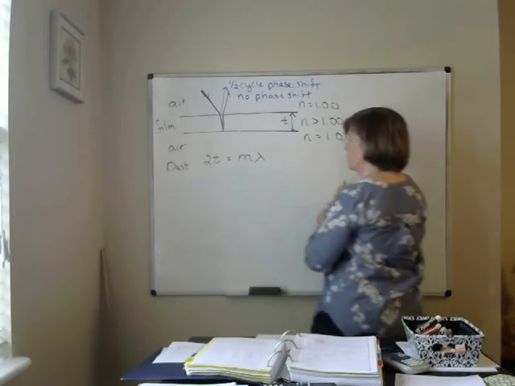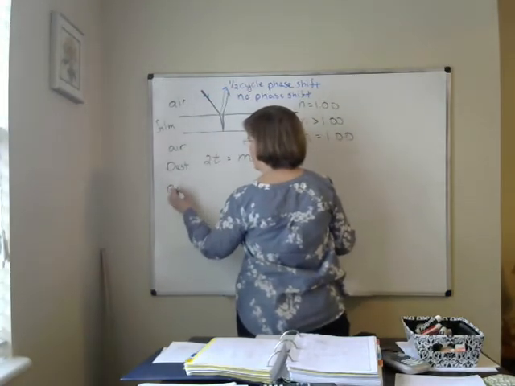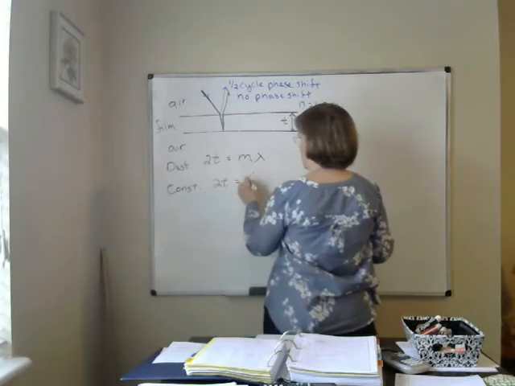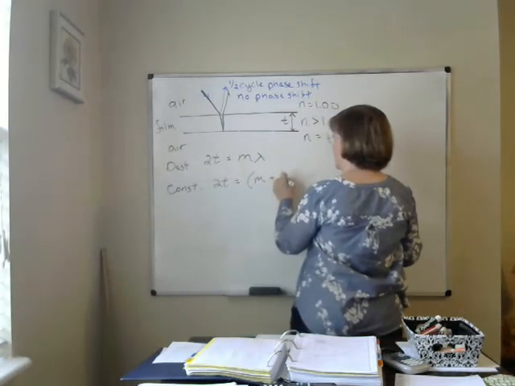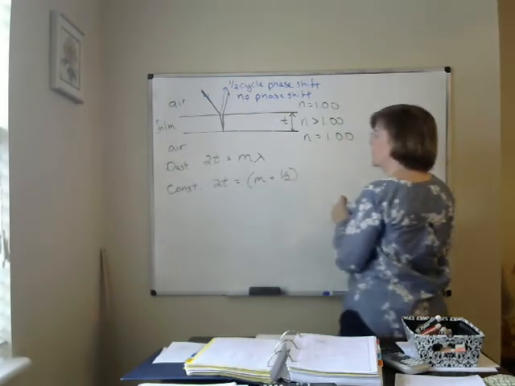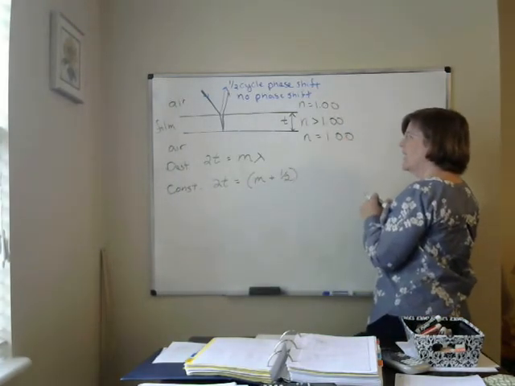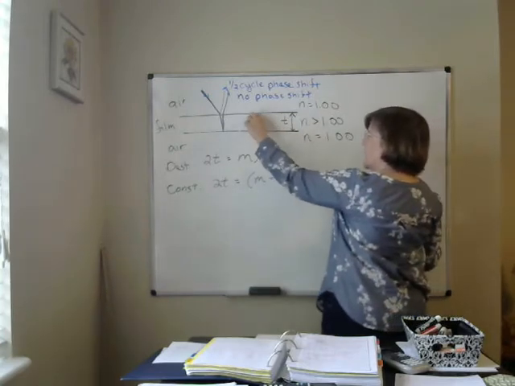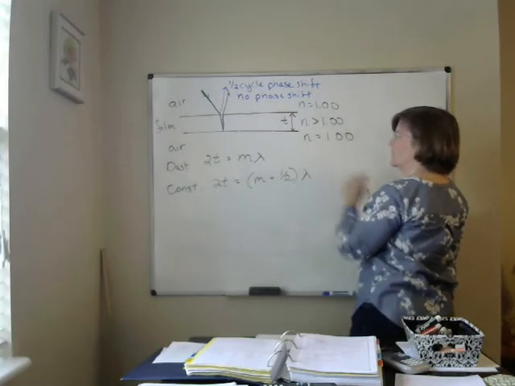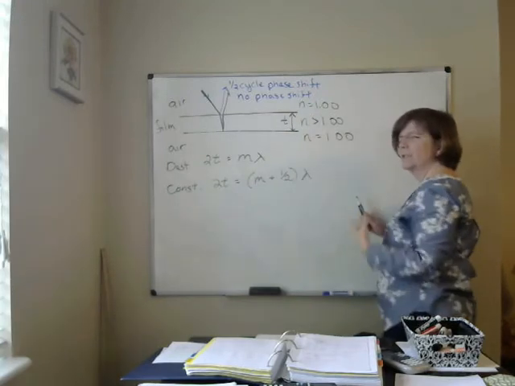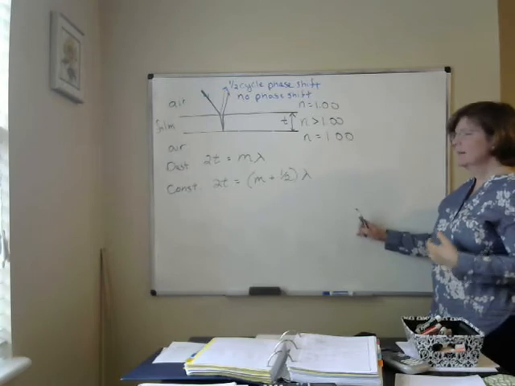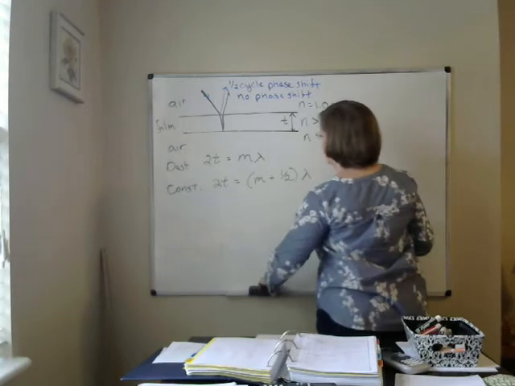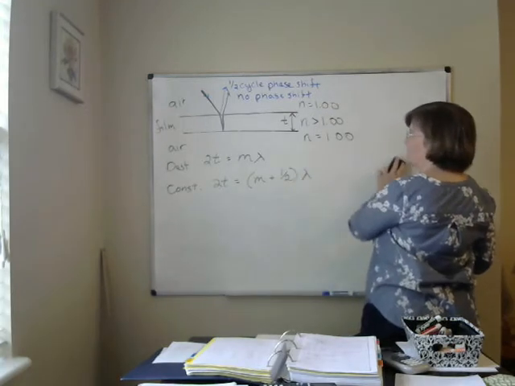That means that constructive interference is going to occur anytime this thickness is equal to an odd number of half wavelengths. Whether it's if 2t equals a half a wavelength, or if 2t equals 1.5 wavelengths, or if 2t equals 2.5 wavelengths. So it's an odd number of half wavelengths. Okay. Let me kind of summarize this with some rules, and then we want to work some examples.